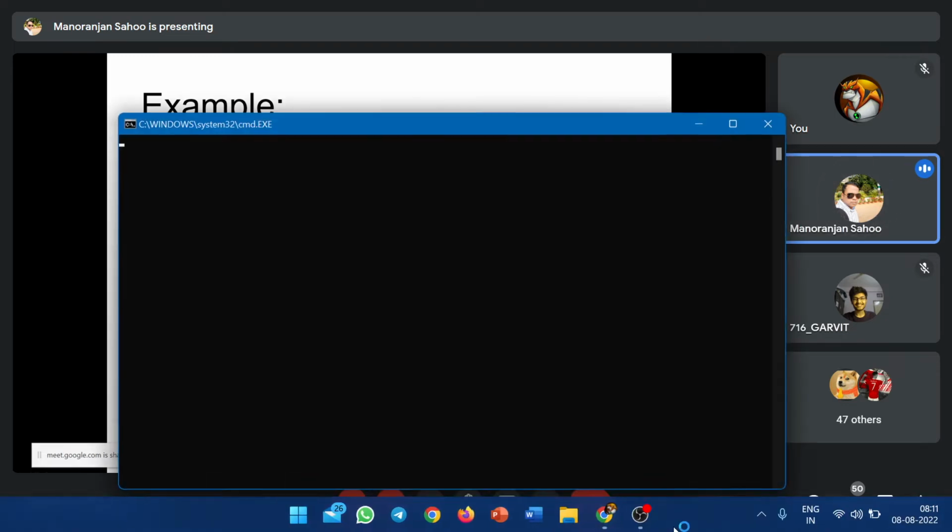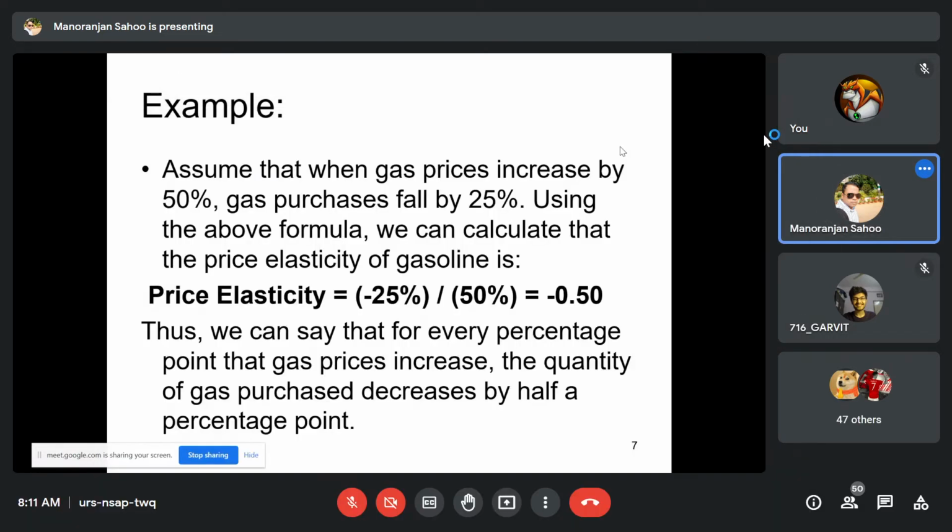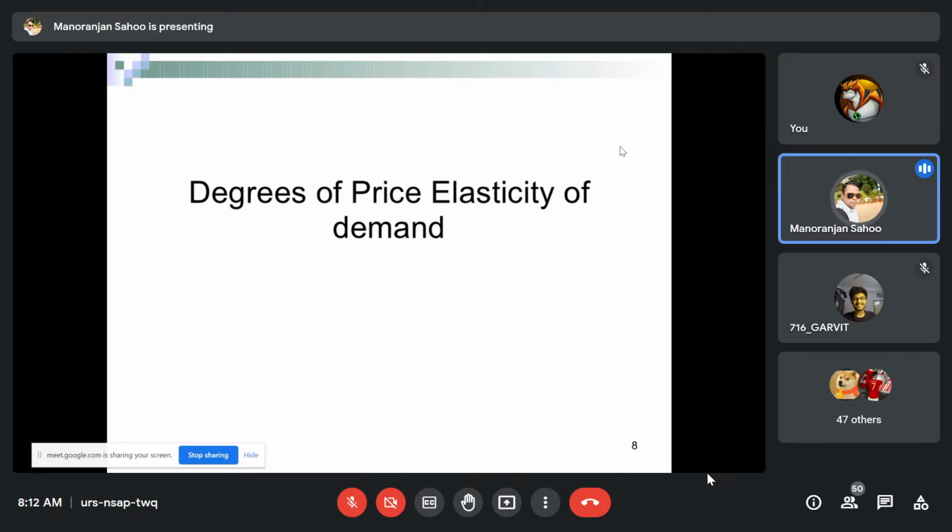Or you can say that if the price increases by 1%, quantity demanded will reduce by 0.5%, and vice versa. Or if we are comparing with 100%, then if price increases by 100%, quantity demanded will be reduced by 50%, and vice versa. So this is the calculation of the price elasticity. What are the degrees of the price elasticity?